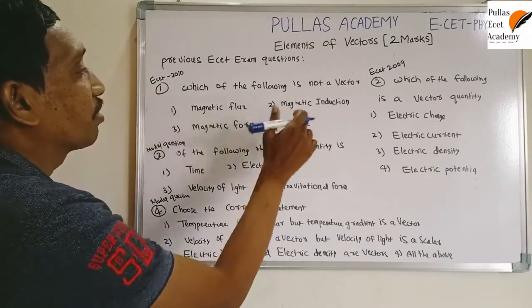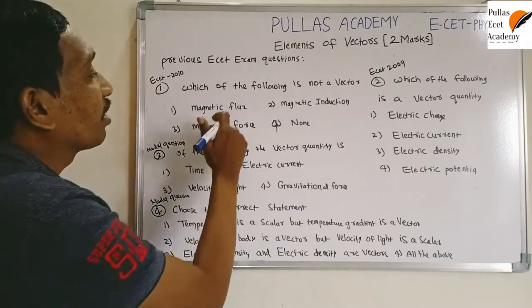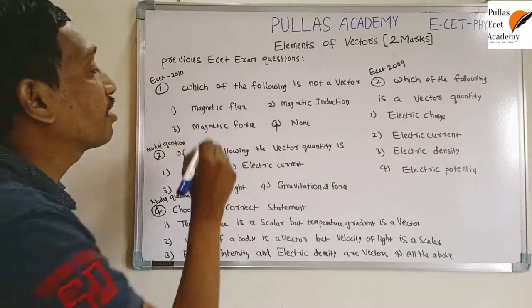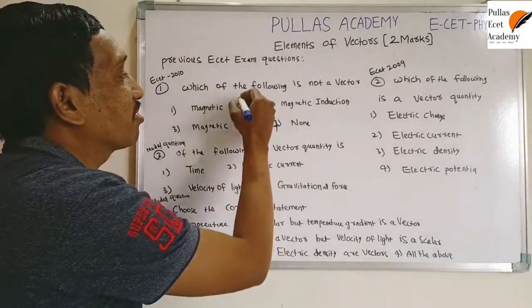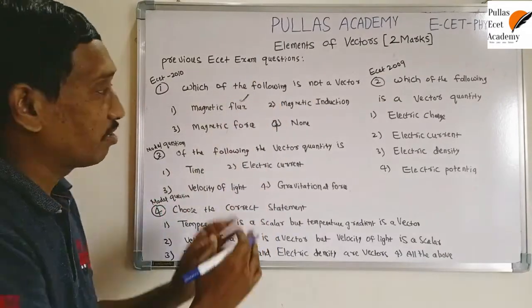Observe, the first one is magnetic flux. I already explained that magnetic flux is a scalar. That is why it is not a vector. This is the correct answer. Just understand simply. Now let us observe the remaining options.